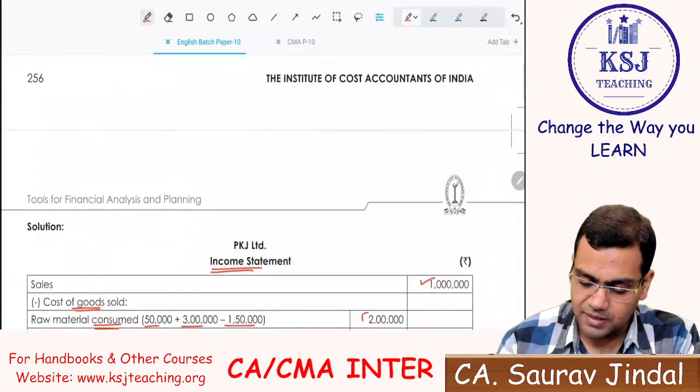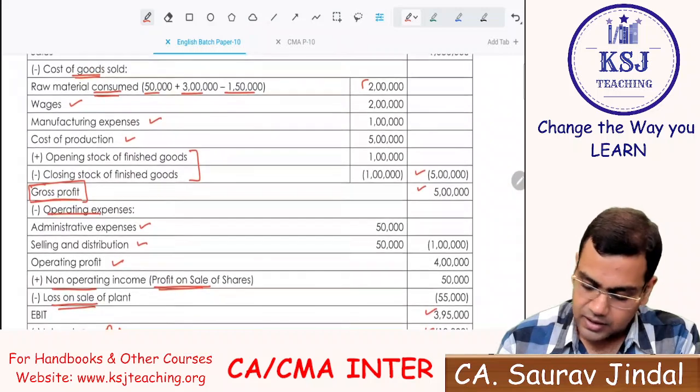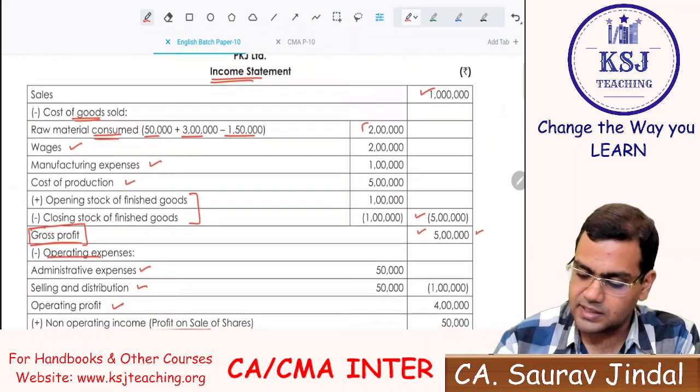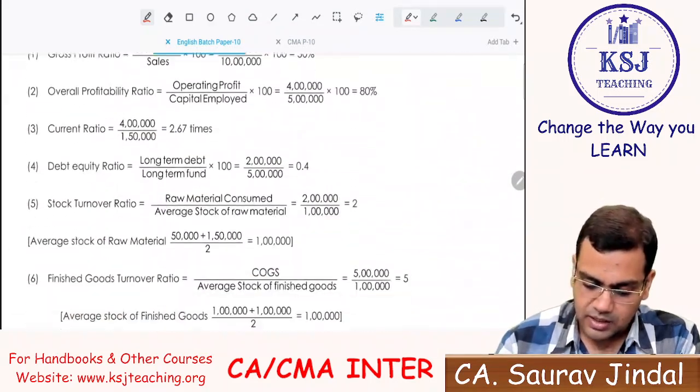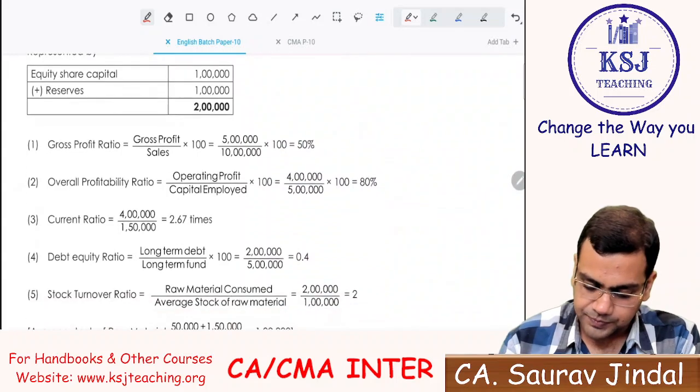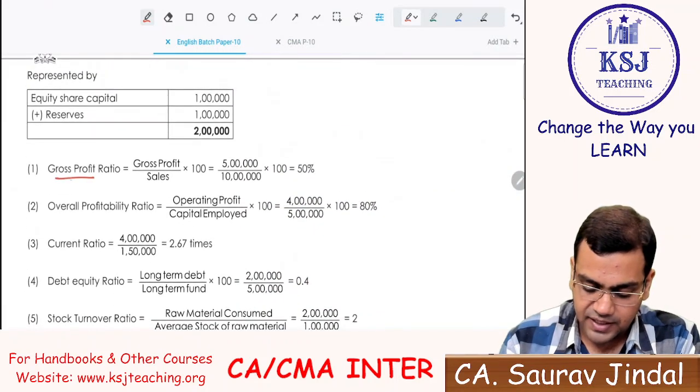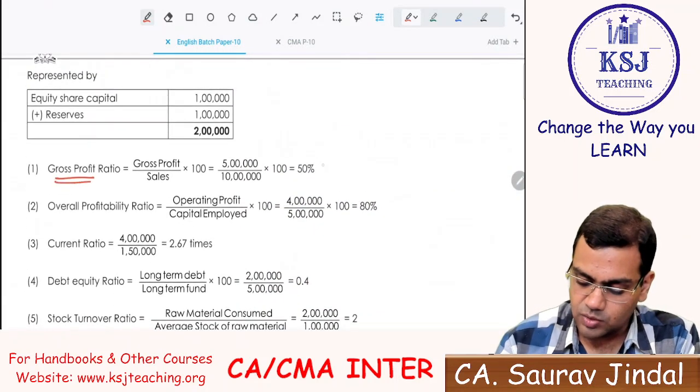Gross profit divided by sales into 100, right? So gross profit is there, sales is there, gross profit by sales into 100. You will get the GP ratio, right? Gross profit ratio, gross profit by sales into 100, 50%.